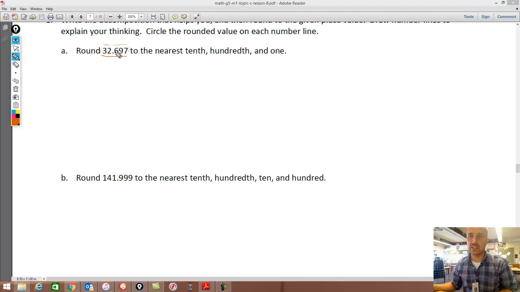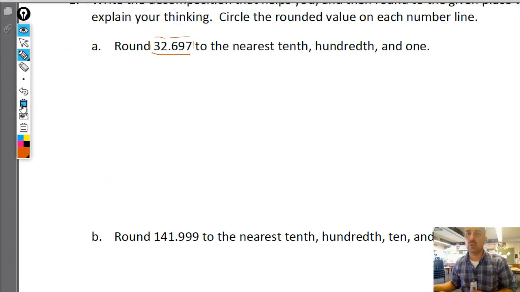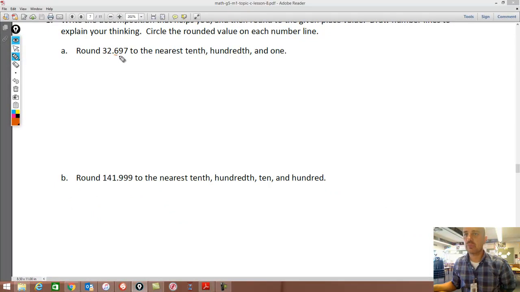We're going to round this number here, 32 and 697 thousandths, to the nearest tenth, hundredth, and one. So let's start with the tenths, okay? I ask myself, which one of these places is the tenths? I have my decimal point, I have my ones here, and this is always a great place to start. If I go to the right, I know that this is my tenths. These are the ones divided up into 10 pieces.